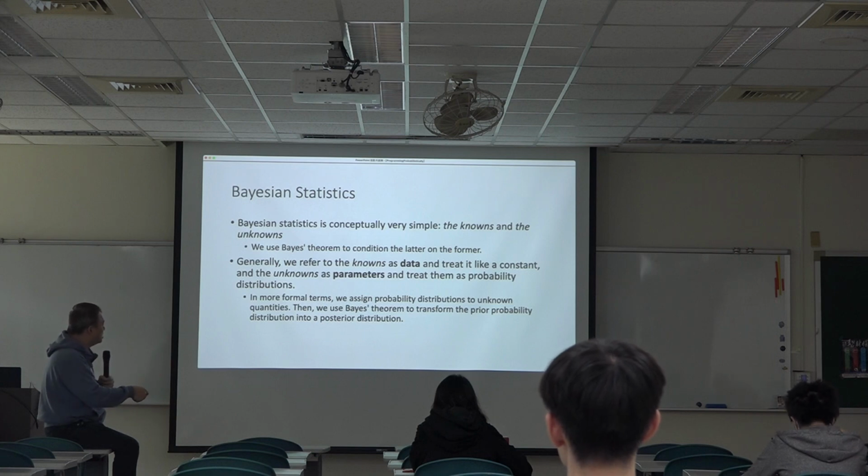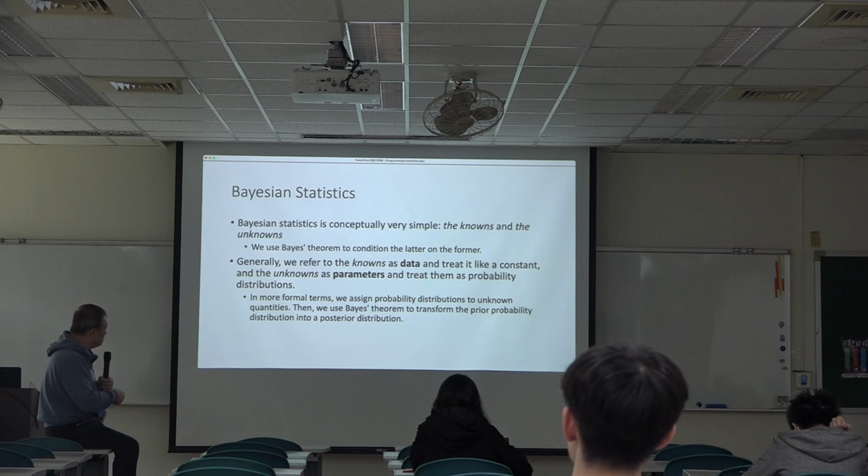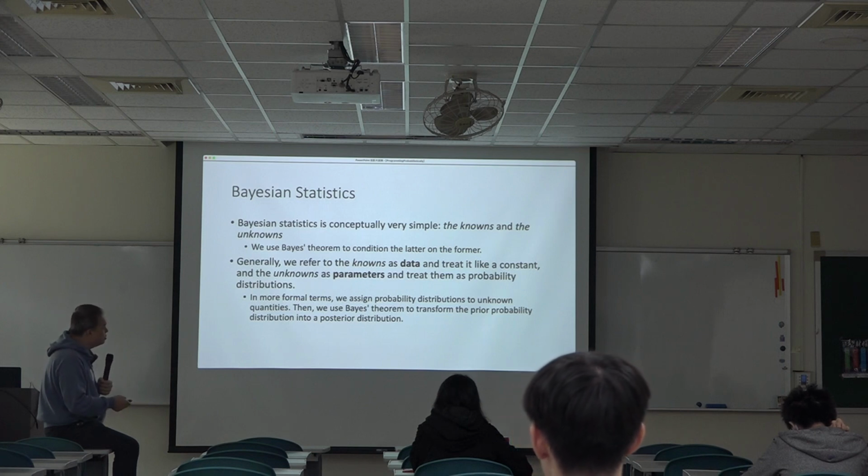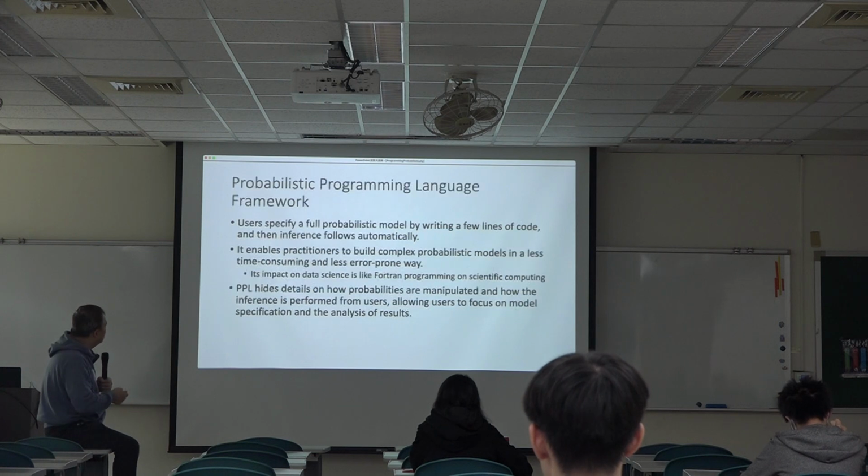So in more formal terms, we assign probability distributions to unknown quantities. Then we use Bayesian theorem to transform the prior probability distribution into the posterior distribution. We have talked about this in several lectures already.